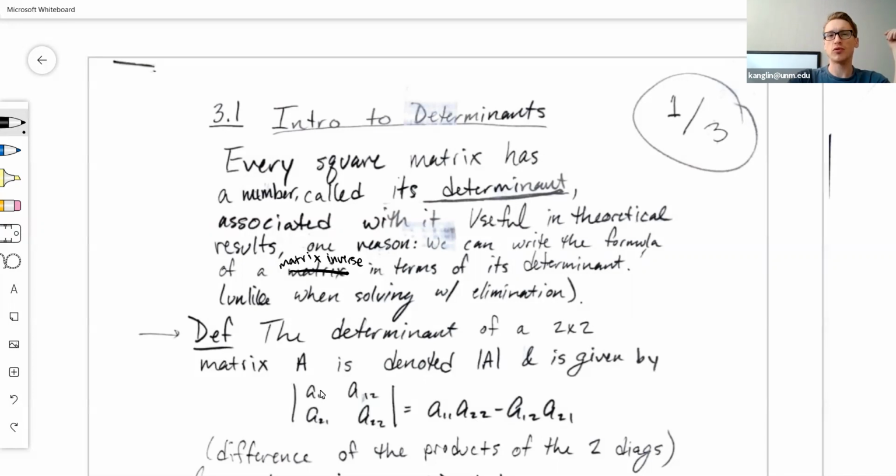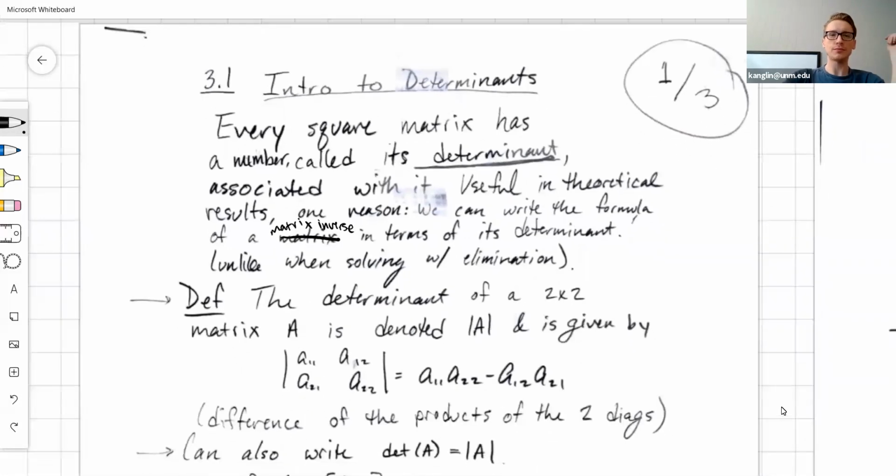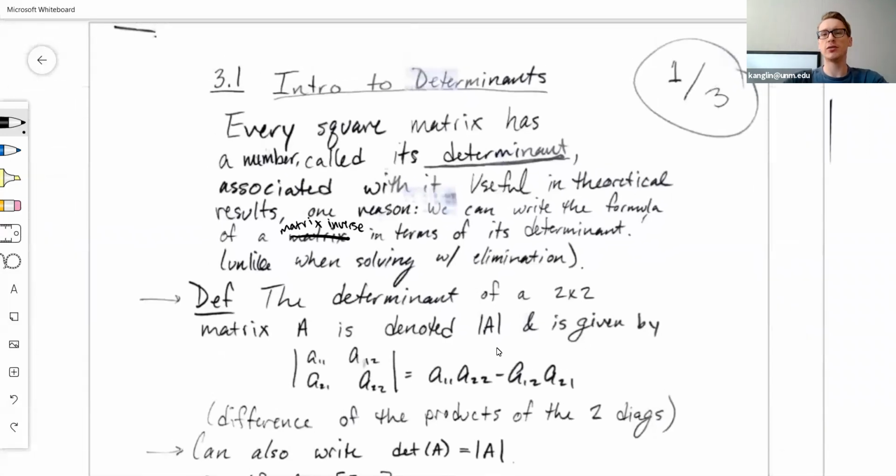If you notice, that is the product of the main diagonal elements, A11 times A22, minus the product of the off diagonal elements, A12 times A21. So you can think of this as the difference of the products of the two diagonals, the main diagonal product minus the off diagonal product. As other notation for the same quantity, instead of using these bars, you might see determinant of A written det of A. That's perfectly acceptable. You can write either of those freely.